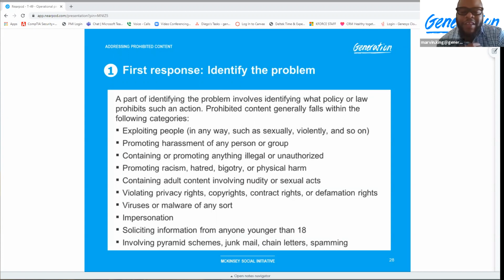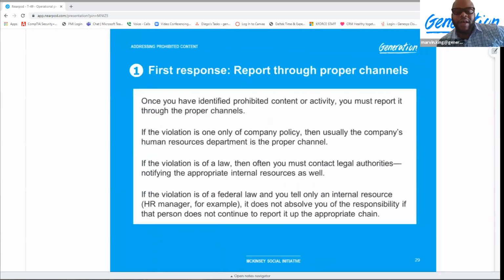Exploiting people, promoting harassment, promoting racism, adult content, piracy or privacy rights. So that fell within privacy rights because, like I said, it's health information, and she was privy to it, and she didn't need to be. This list continues to grow, but once you know where it falls, there are steps to address each and every one of those categories. So this is just the first base of addressing those issues. It still made me sad because she was a really sweet person.